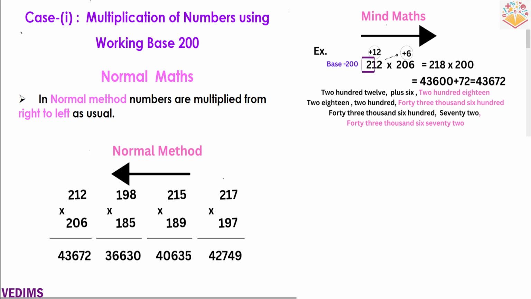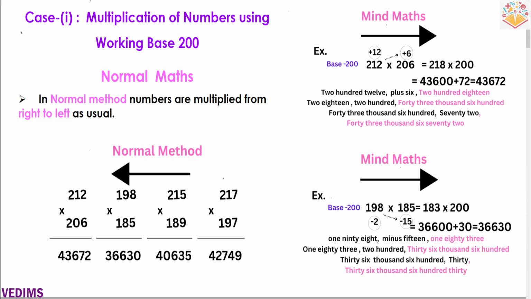Observe the first problem, 212 into 206. 212 is exceeding 200 by 12 and 206 is exceeding 200 by 6. Apply the rule, cross add: 212 plus 6 is 218. Multiply with the base, 218 into 200 is 43,600. Now multiply the exceeding numbers, 12 into 6 is 72. 43,600 plus 72 is 43,672.